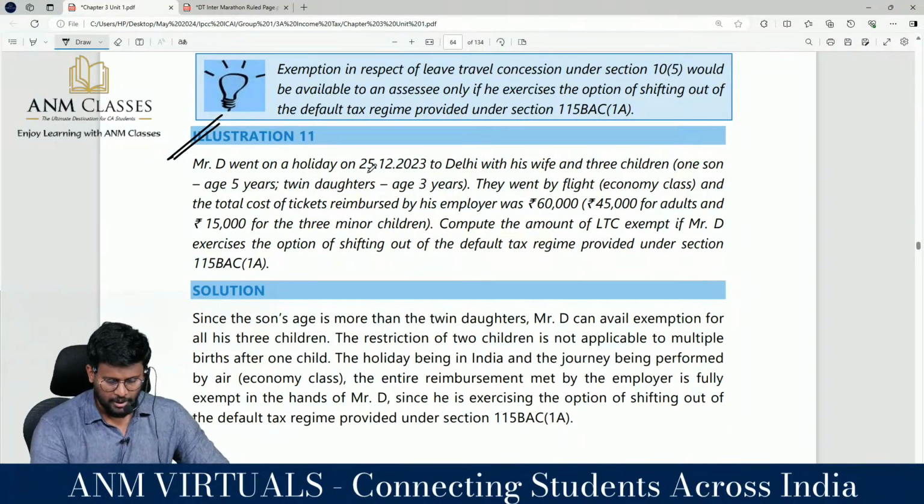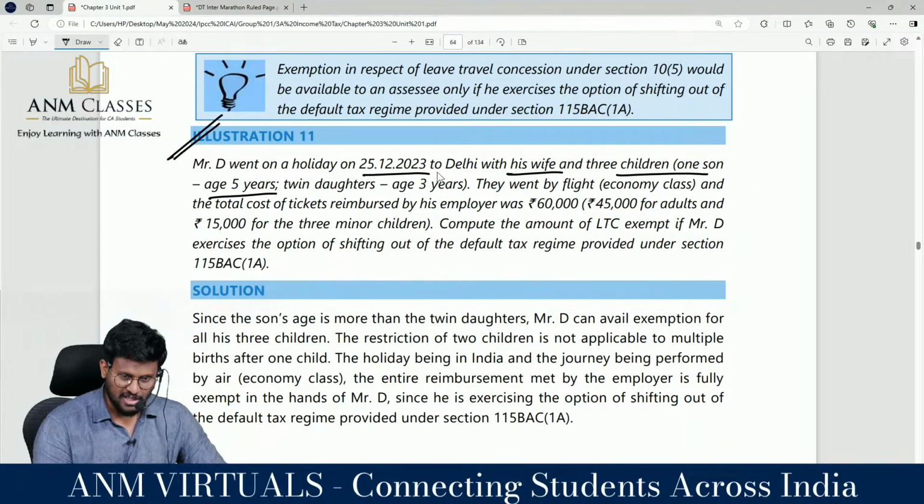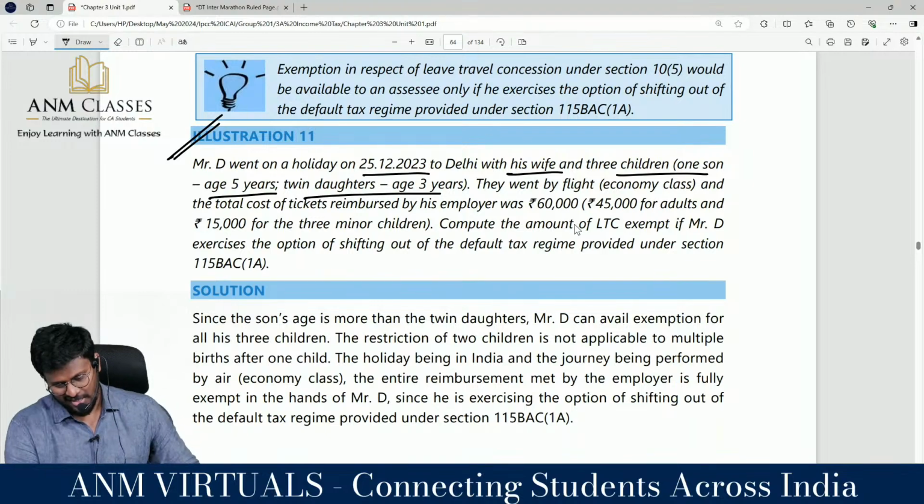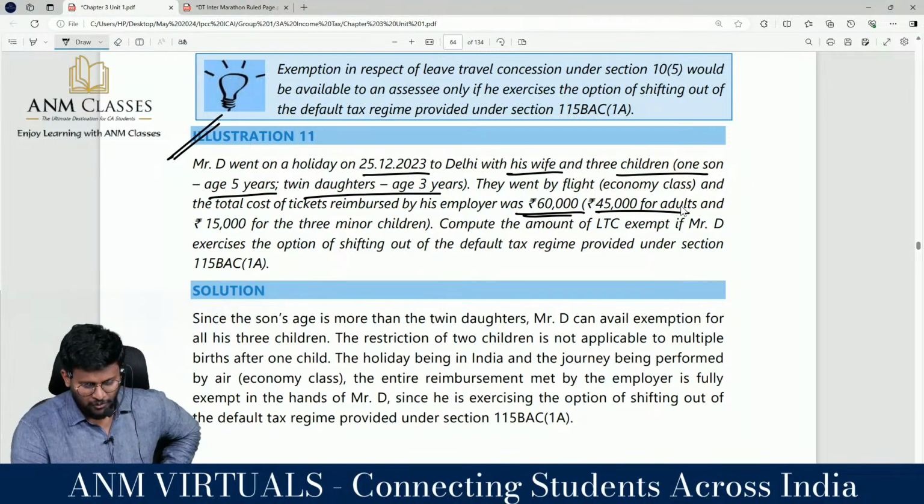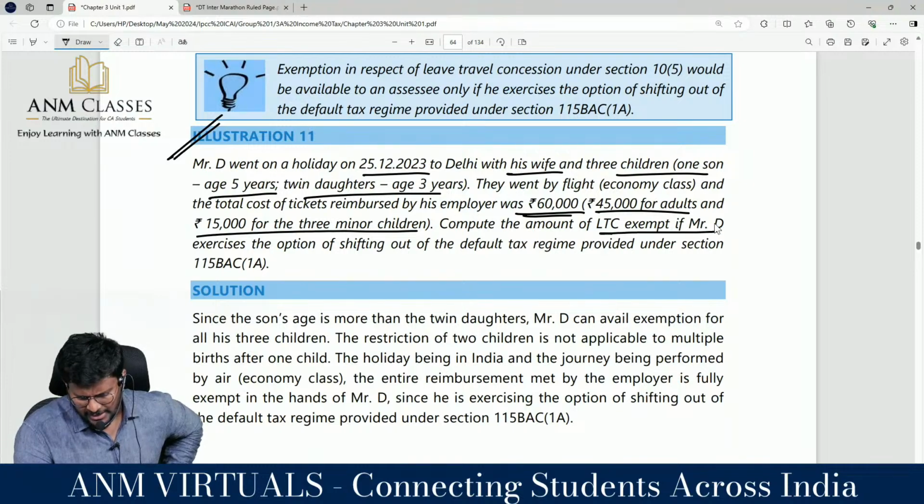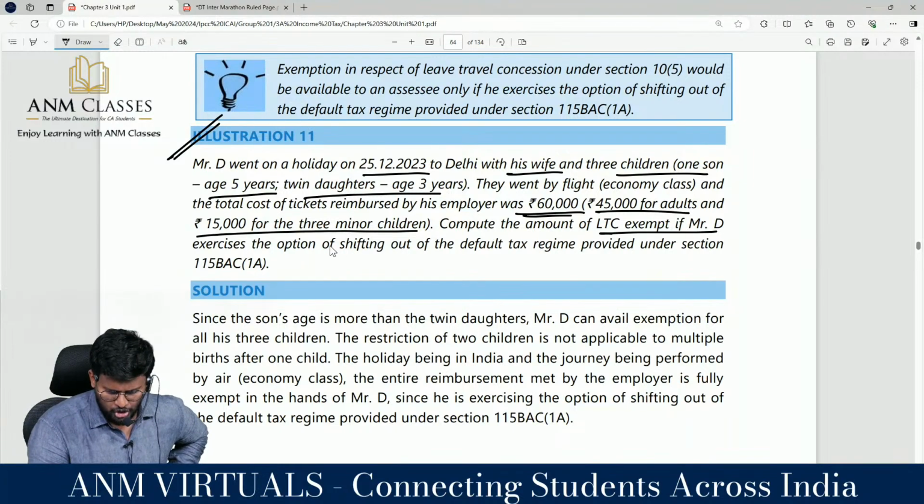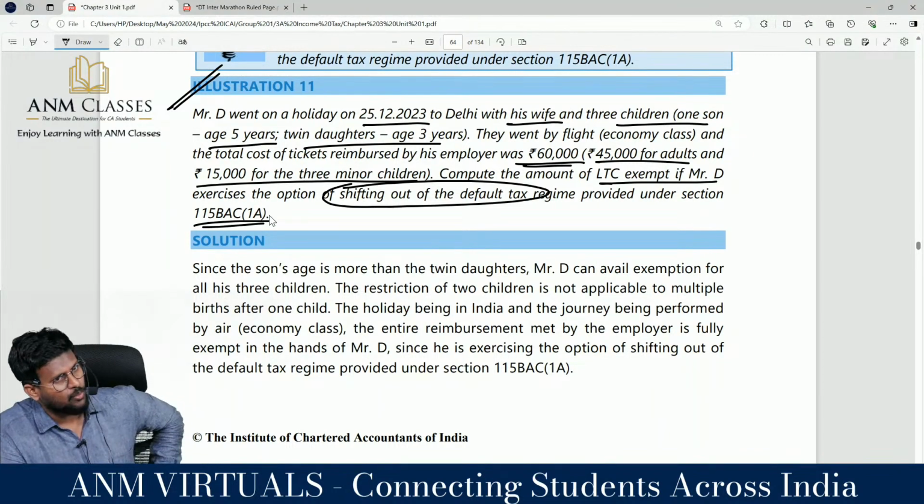Mr. D went on holiday on 25/12/2023 to Delhi with his wife and 3 children, 1 son aged how much? 5 years, and twin daughters aged 3 years. They went by flight, economy class, and the total cost of ticket reimbursed by employer was how much? 45,000, 50,000. Compute the amount of LTC exempted if Mr. D exercised the option of shifting out of the default tax regime provided under 115BAC subsection 1A.